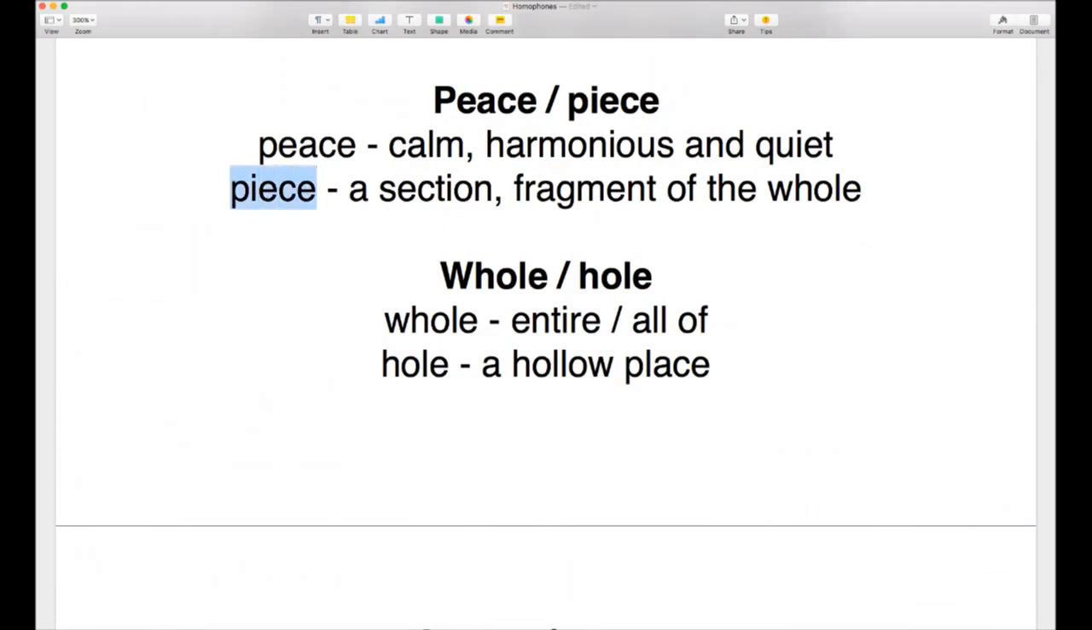And then the other version of the word, of course, is this version, and it means a section, a fragment of the whole. So the first example that comes to mind is a piece of cake. And a piece of cake is also an idiom, which means something's very easy. It's a piece of cake. So it's not the whole cake, it's just one piece. All right, so peace and piece.